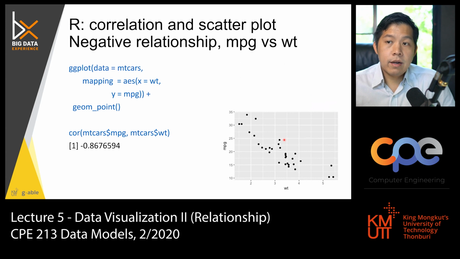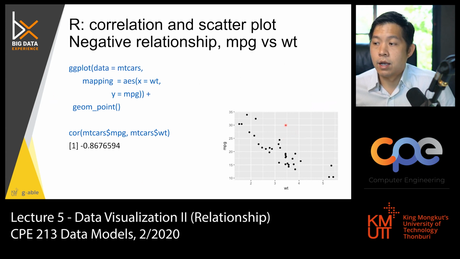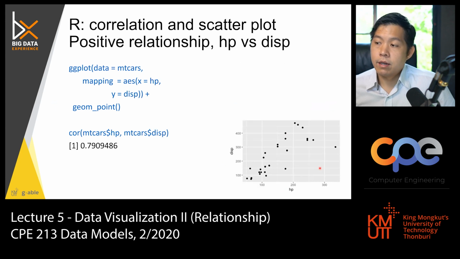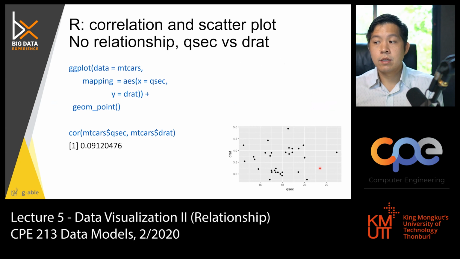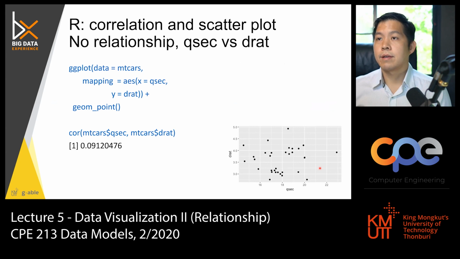And you can definitely do the plot. I already did that for you to plot the relationship between the two. This is the graph of a negative relationship. This is a graph of a positive relationship, where you have two variables and when one goes up, the other also goes up as well. This is for HP and DISP. And when you have no relationship, the scatter plot would look like no pattern. Okay.